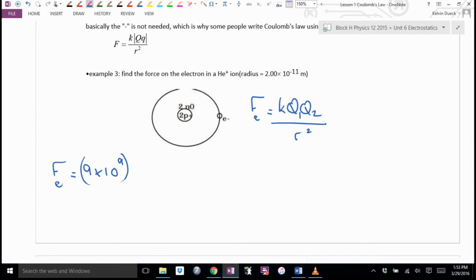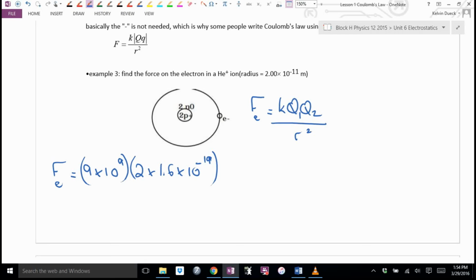Charge 1, let's let that be the nucleus. What's inside the nucleus? 2 neutrons. What's the charge on 2 neutrons? Oh, 0. 2 protons, so that's going to be 2 times 1.6 times 10 to the negative 19. 2 elementary charges. There's the first location. Is that okay, Kiowa?